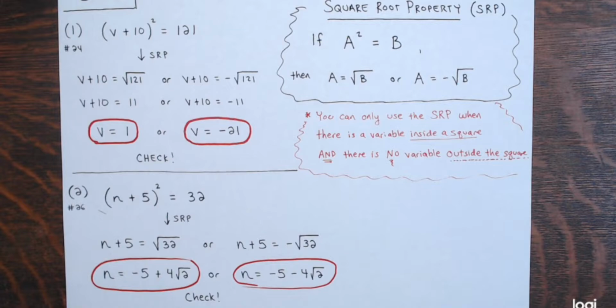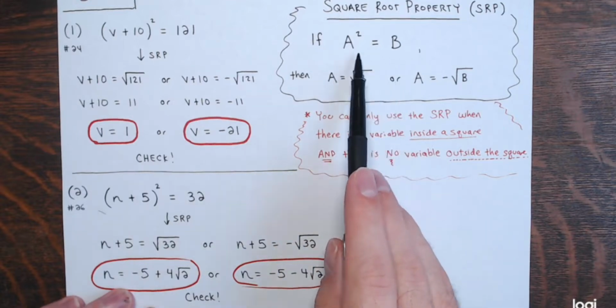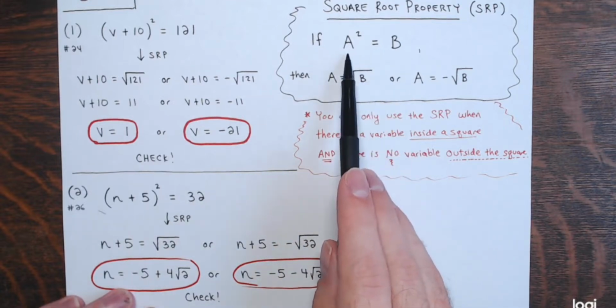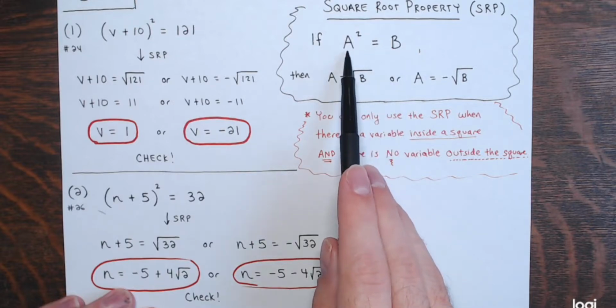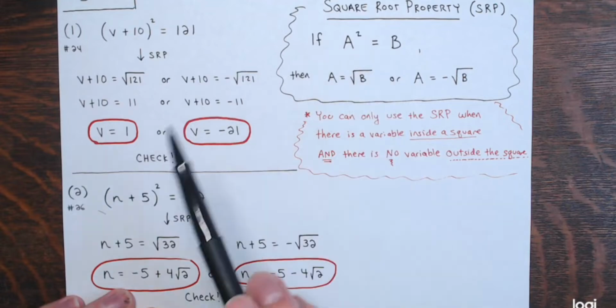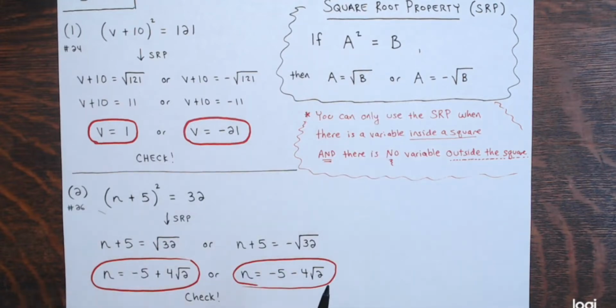Great. All right, so the rest of the questions are very similar to this. I just want to start off by getting the equation to be in this form: something squared equals a number, where there's a variable in the square and no variable outside the square. And then we can apply the square root property.